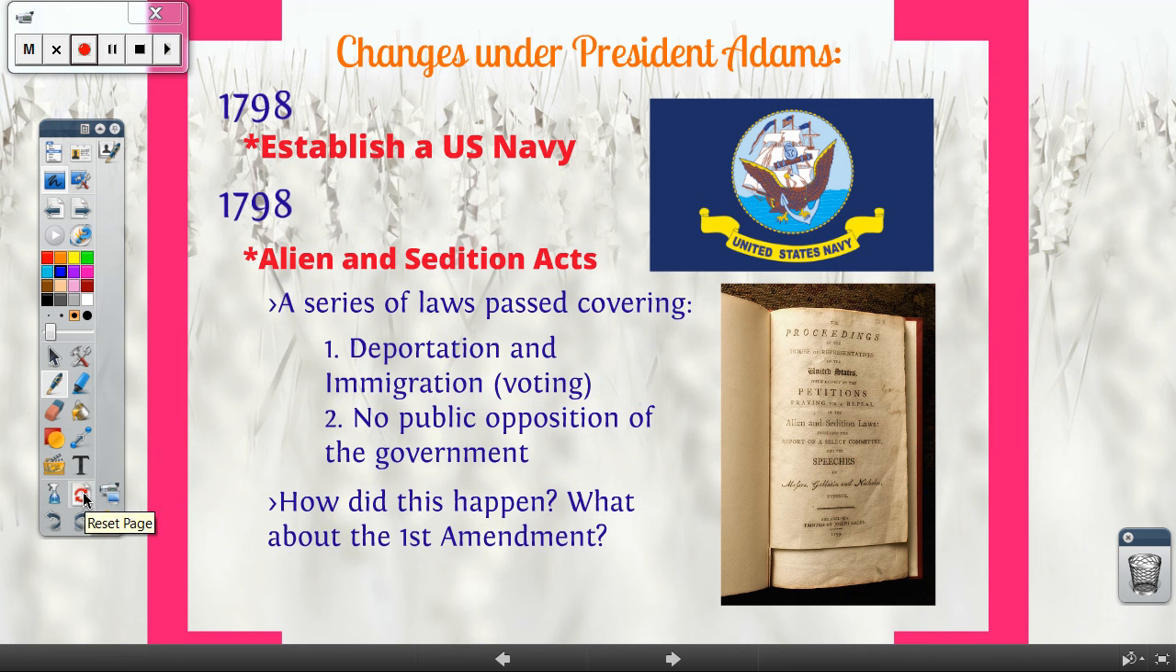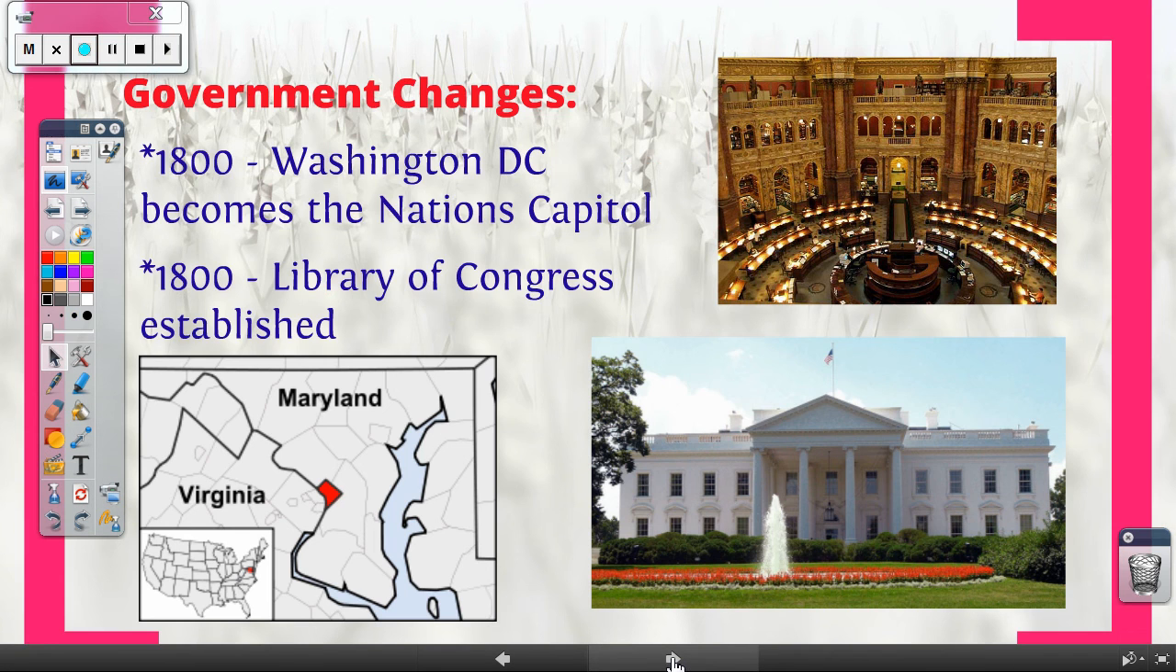I believe we've got one more to take care of. But the Alien and Sedition Acts really, really bother me because that's just flat out not okay. Okay. All right. So you've got some government changes. In 1800, Washington D.C. is done. So the whole time through Adams' administration, Washington D.C. is being built. And it's finally done, right before he leaves office.